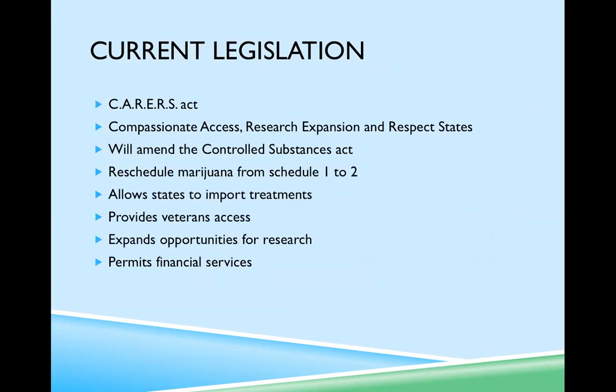The current legislation in Congress is called the CARES Act, Compassionate Access, Research Expansion, and Respect States. This act will amend the Controlled Substances Act, reschedule marijuana from Schedule I to II, allow states to import treatments, provide veterans access, expand opportunities for research, and permit financial services for businesses that sell cannabis.